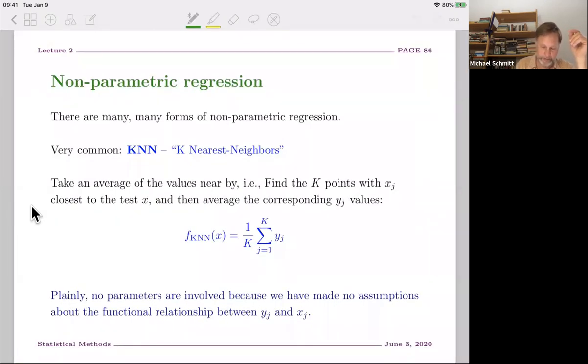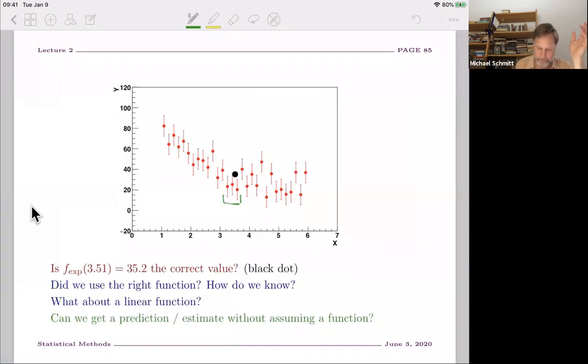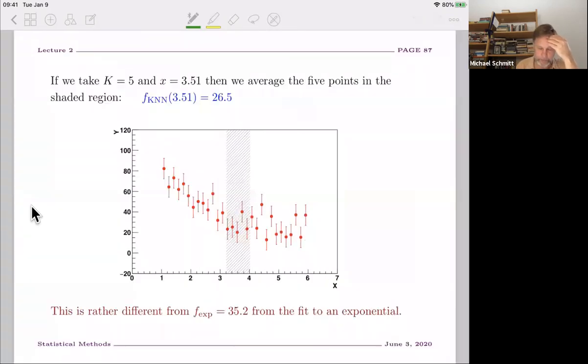This is known as KNN, or K nearest neighbors. You just take a running average as you go from left to right. You have a little window that you take an average of, and as you move that window left and right, the average will change. So if we do that, we get 26.5, that's about here. And that looks much more reasonable than the 30-something that we had before.